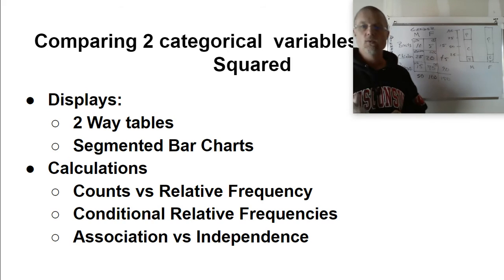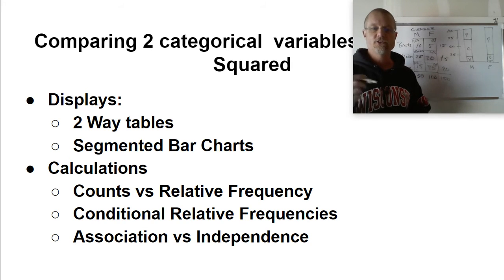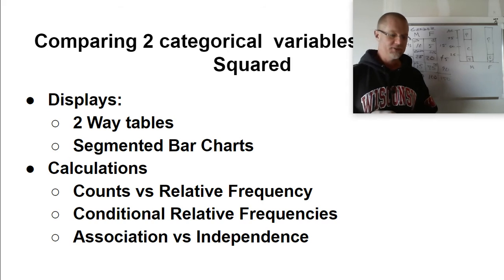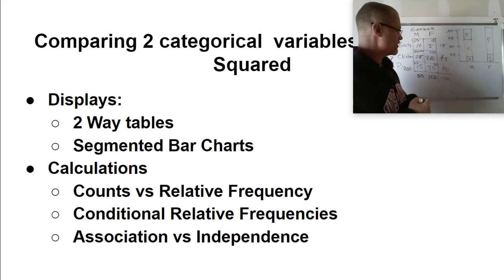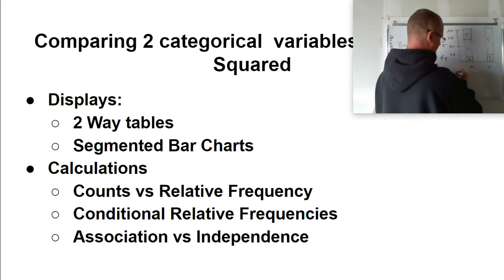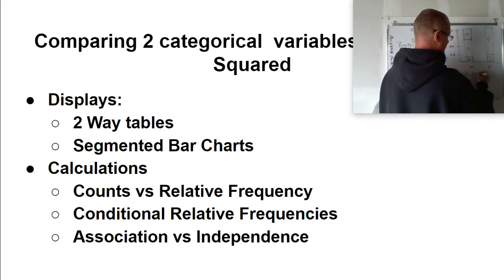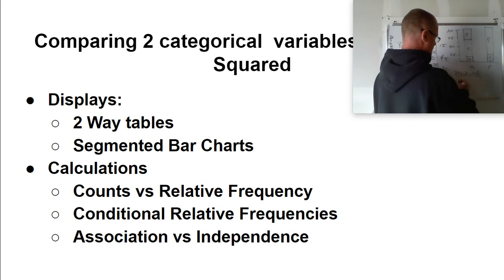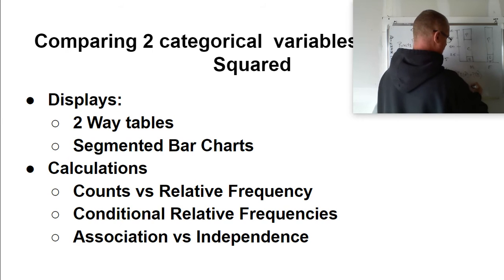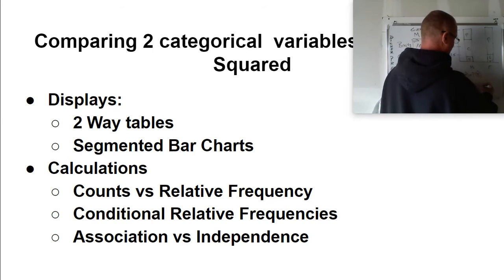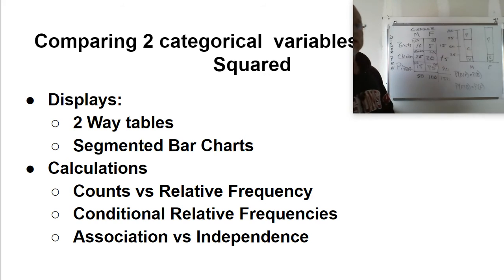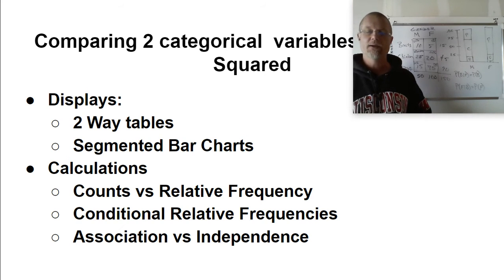Now, the formal way to test for independence, association versus independence, is you have to check, is the probability of brat given female the same as the probability of brat? And then also, is the probability of female given brat equal to the probability of female? I have to check those two. If those two are true, then they're independent. If it's not true, then they're not independent.